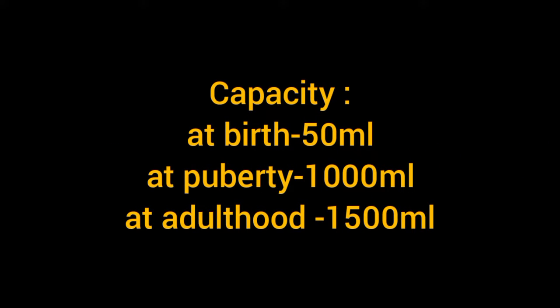If we see the shape of the stomach, it is a J-shaped hollow muscular bag connected to the esophagus at its upper end and to the duodenum at the lower end. The capacity of the stomach is 50 ml at birth, 100 ml at puberty, and 1000 ml in adulthood. The shape of the stomach depends on the content of food within it. An empty stomach looks like a cow horn.